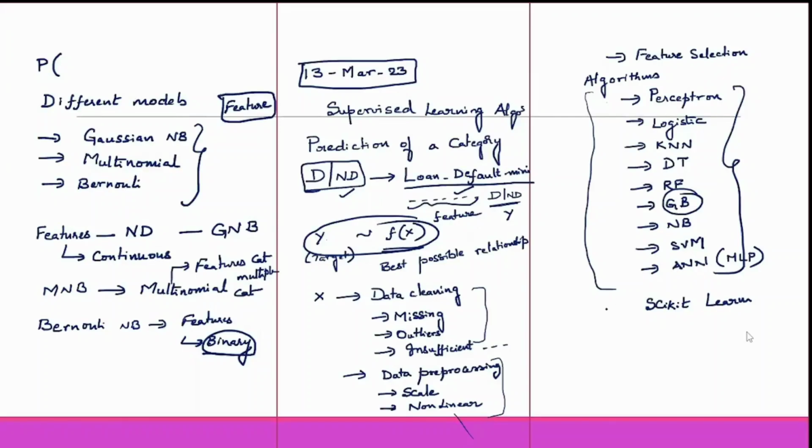All right, so we are done up to here right now, right? We have taken up the supervised learning algorithms. So one category is predicting a category, which is what we have called a classification problem.